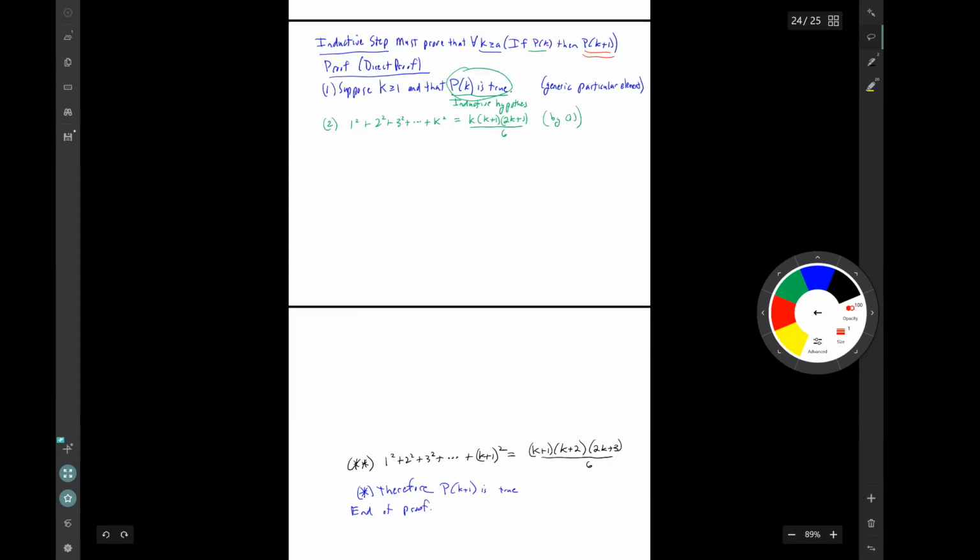Okay, so there's our frame of the direct proof for the inductive step. Now we need to bridge this gap. Now notice what we're trying to get to is this equation. This is the left side of P(k+1), and this is the right side of P(k+1).